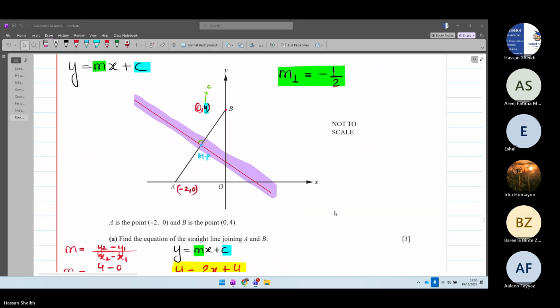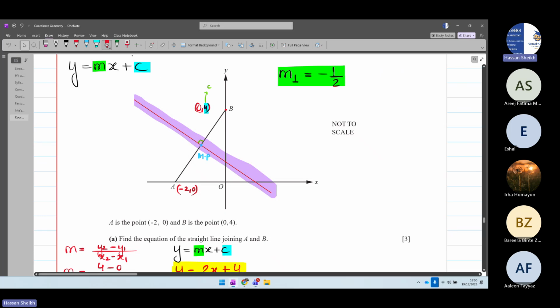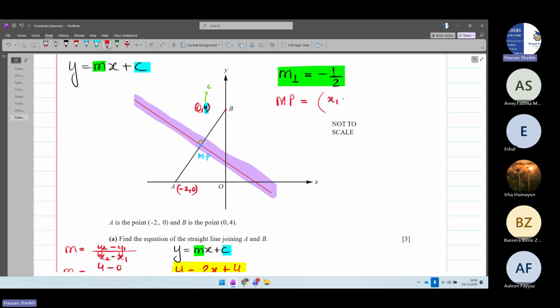How? Using the midpoint formula. Do you agree that the midpoint lies exactly on both lines? Because the midpoint is the intersecting point of line AB and the purple shaded line. Agree? So we can find this midpoint using the formula x1 plus x2 over 2, comma, y1 plus y2 over 2. We'll find this midpoint and use its coordinates to find the value of c.